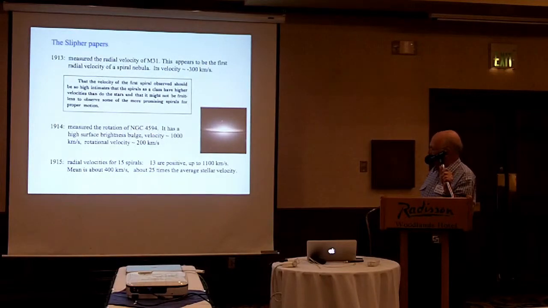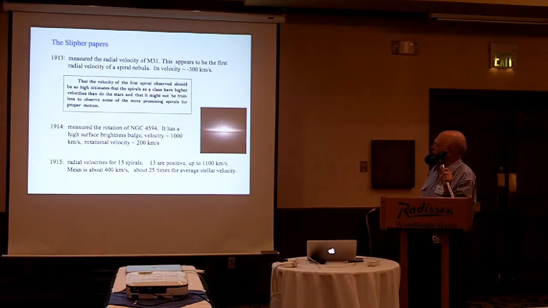So the Slipher papers, again, you've heard much of this: the measurement of M31, and this quote from him that measuring velocities of nebulae is something worth doing. In 1914, he measured the rotation of the Sombrero galaxy. This is a system with a high surface brightness bulge, and that's probably why he was able to do it. Quite high rotational velocity. This would be easily visible just with the naked eye on the photographic spectrum.